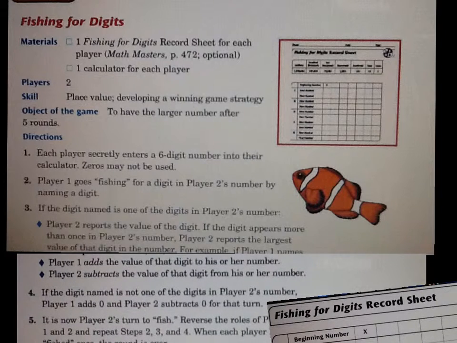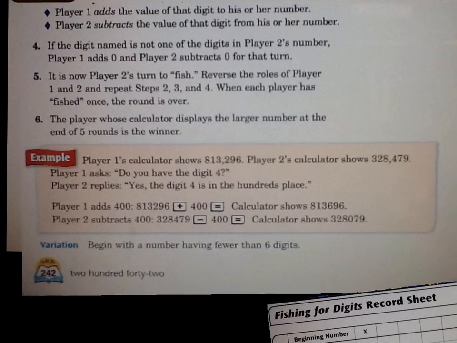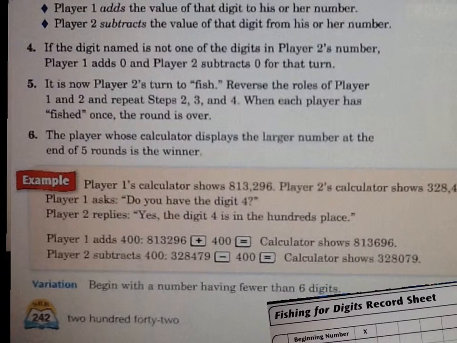in the number. Player 1 adds the value of that digit to his or her number, and player 2 subtracts the value of the digit from his or her number. If the digit named is not one of the digits in player 2's number, player 1 adds 0, and player 2 subtracts 0 for that turn. It is now player 2's turn to fish. Reverse the roles of player 1 and player 2 and repeat step 2, 3, and 4. When each player has fished once, the round is over. The player whose calculator displays the larger number at the end of 5 rounds is the winner.